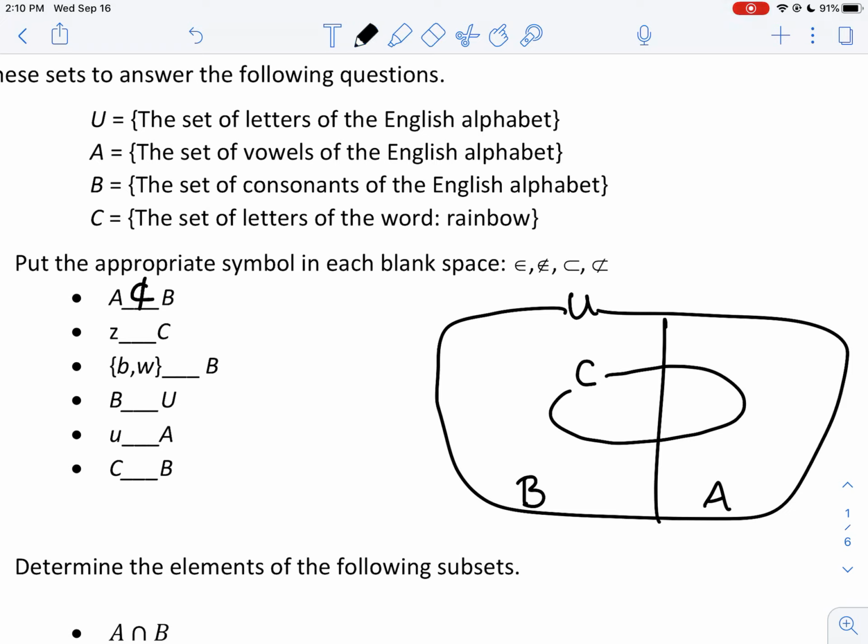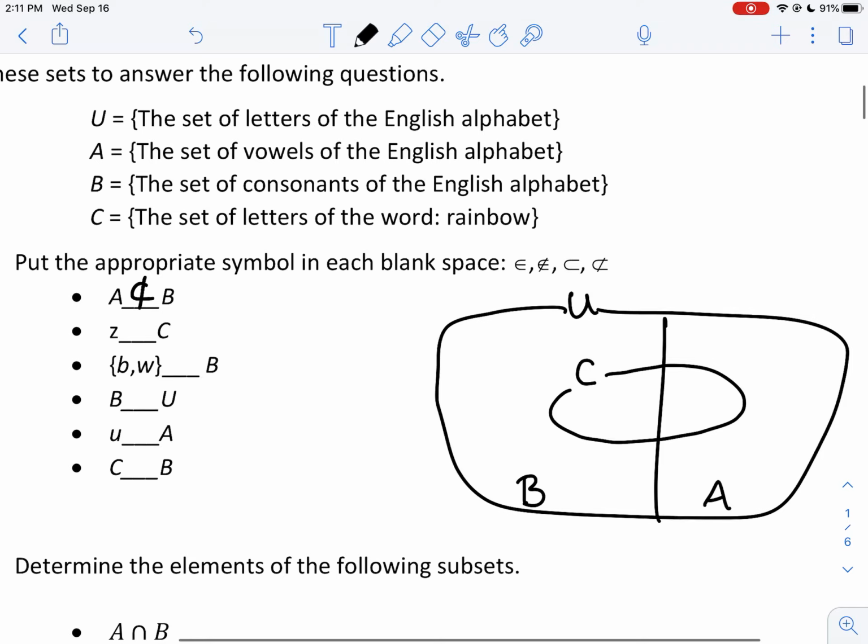Let's see, this is a letter, so that's an element. And this is asking us, so we're going to use an element notation, is Z in the set of the letters of the word rainbow? In other words, is Z a letter in the word rainbow? And the answer is no, so you would say not an element of.